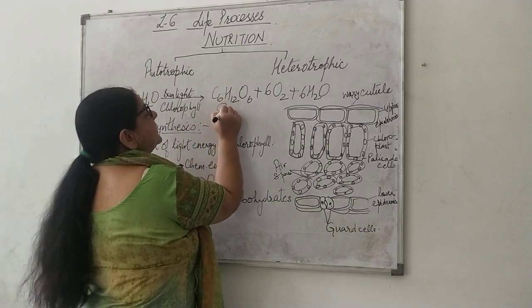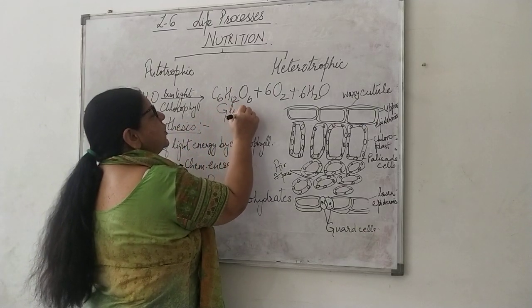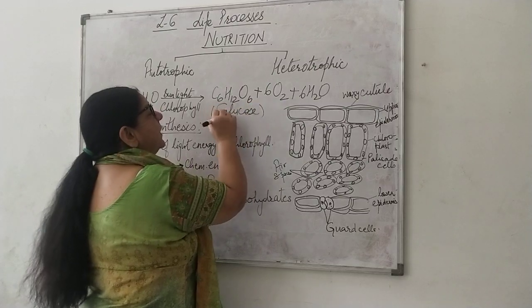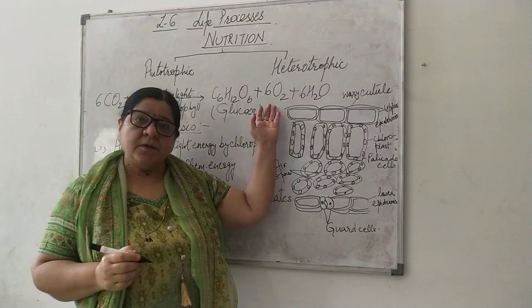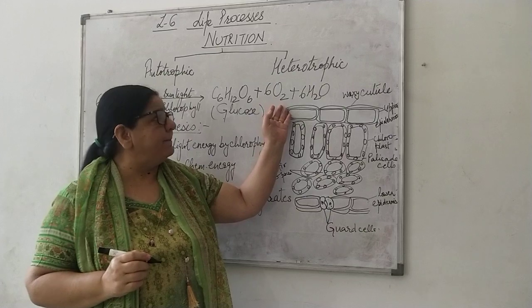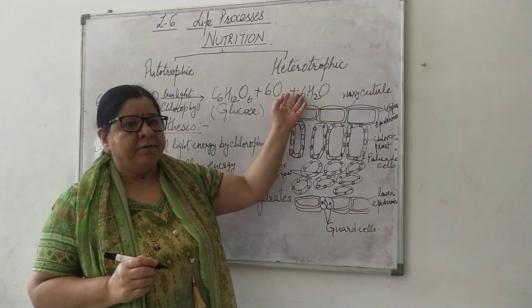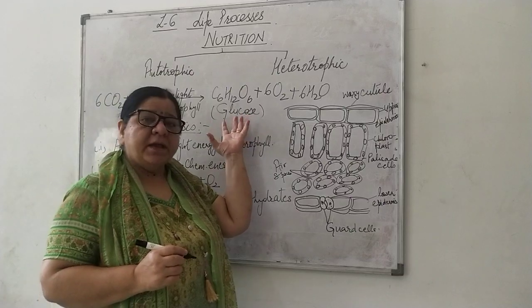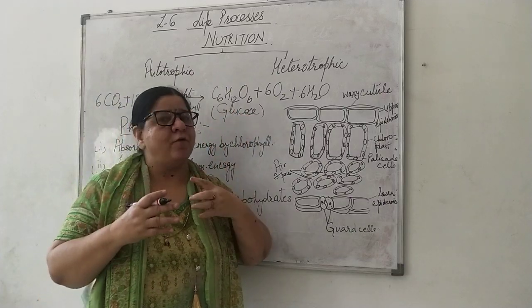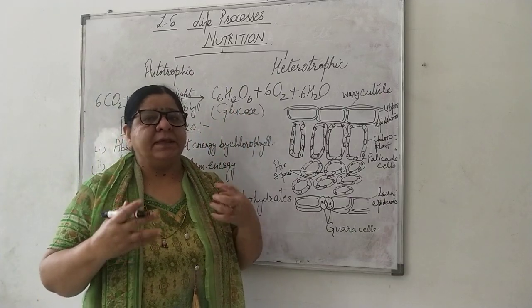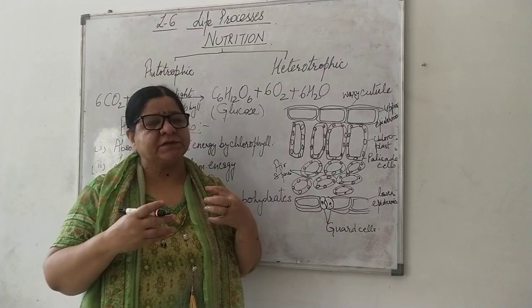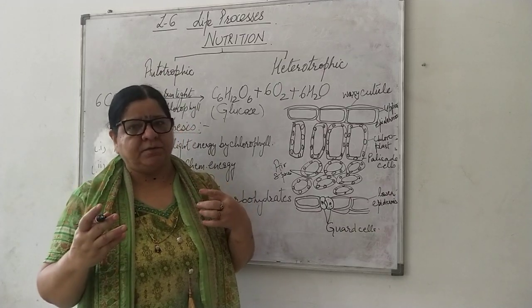This C6H12O6 is glucose. Oxygen is released by the plants, plus the water vapors are given out. Right? This glucose is stored in the form of energy, the energy which is used up by the plants.